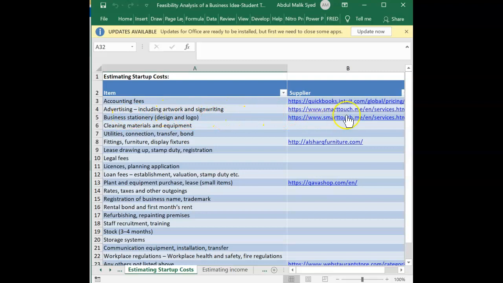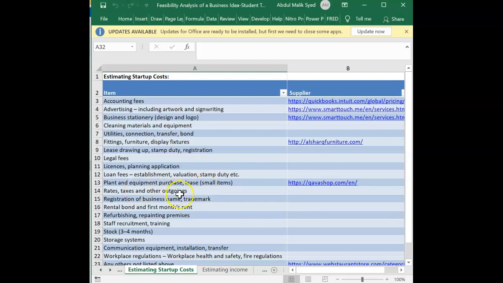Advertising, including artwork, and this is a very good website where you can find a good idea of A to Z of advertising and promotion of your small business. Then business stationery, again, you can get the design and logo done by this website. So likewise, whatever is relevant to your business, try to put it out. Like say furniture and fixtures, you can take it from Al Sharakh Furniture Company, which is a local Jeddah based office and home furnishing company which provides reasonable rates, right?